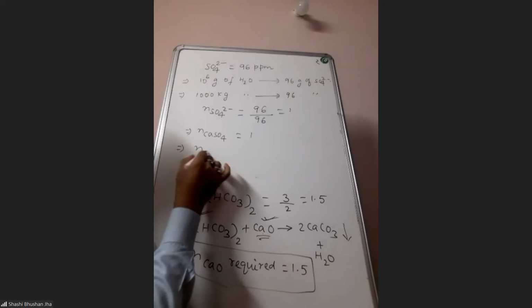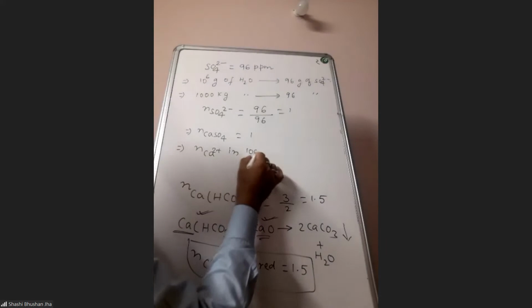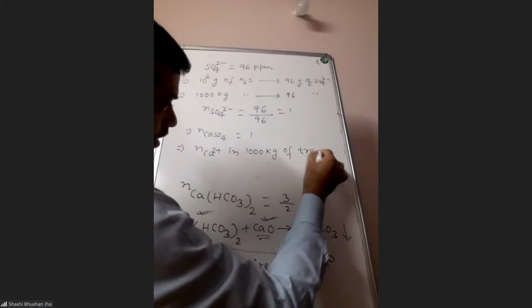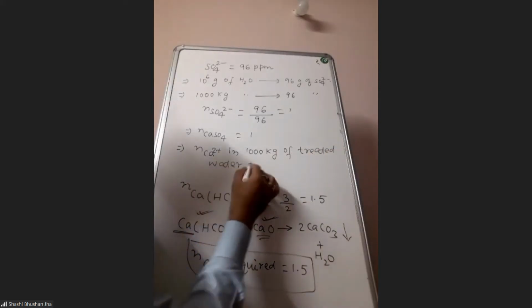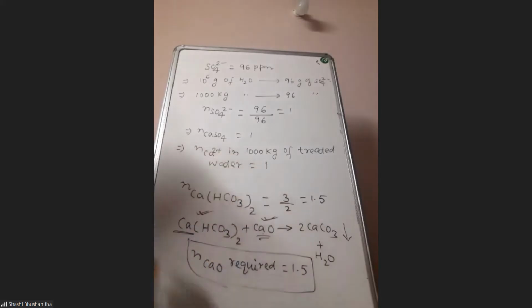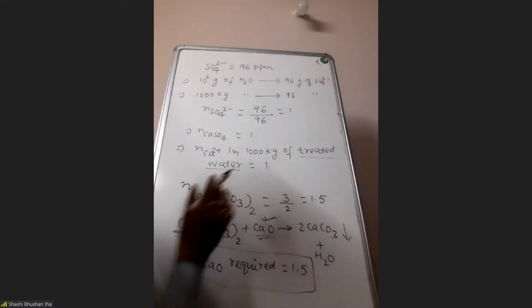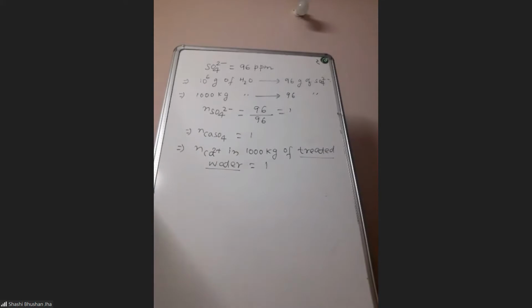So the number of moles of calcium ion in that 1000 kg of treated water will be 1. I have written here treated water. You must have understood, this is the water which we have after adding calcium oxide. It's after the treatment with calcium oxide. So the number of moles of calcium ion is 1.